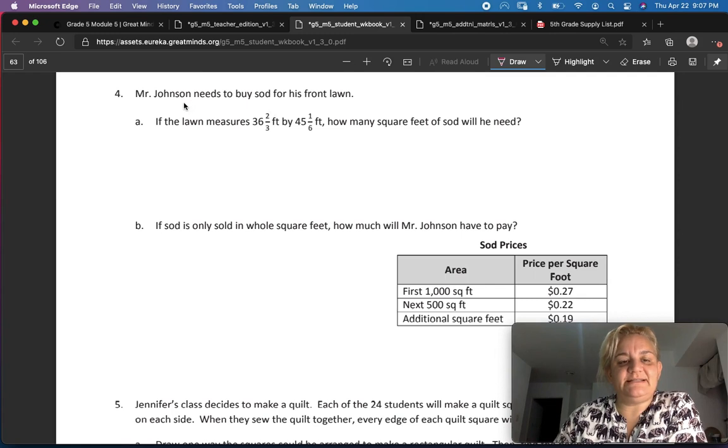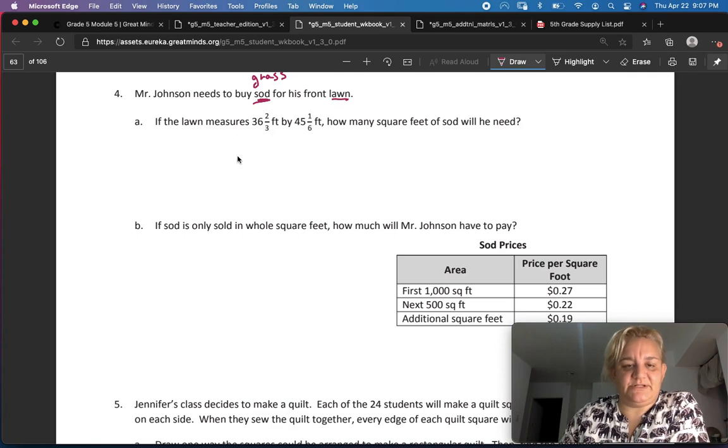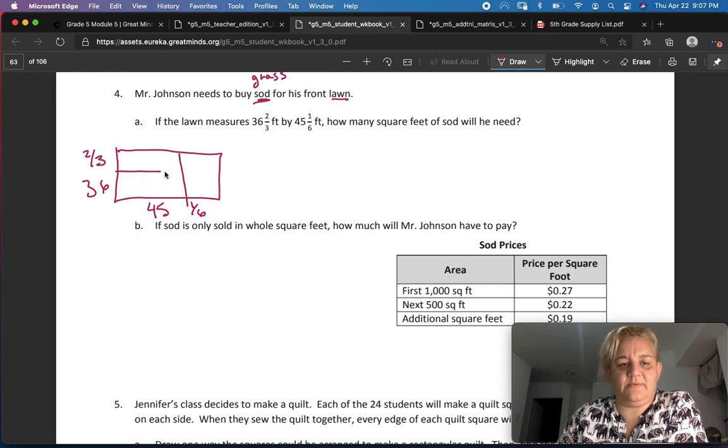Okay. Mr. Johnson needs to buy sod. Remember we said sod was like grass? The grass that you can roll out and buy in big sections for his front lawn, okay? If the lawn measures 36 2/3 feet by 45 1/6 feet, I'm just going to go ahead and put my area model right away. How many square feet of sod will he need?